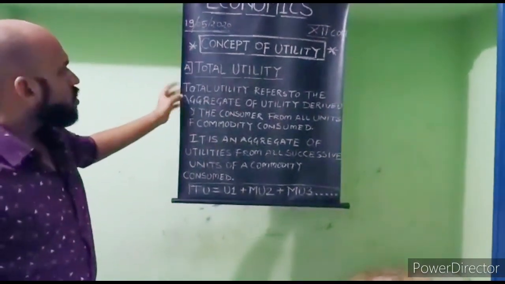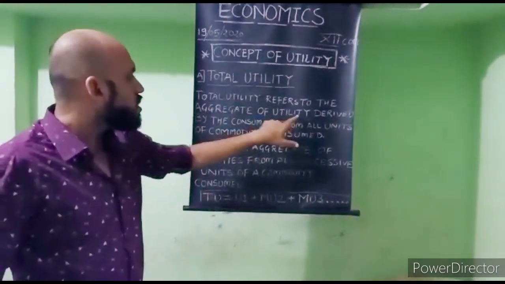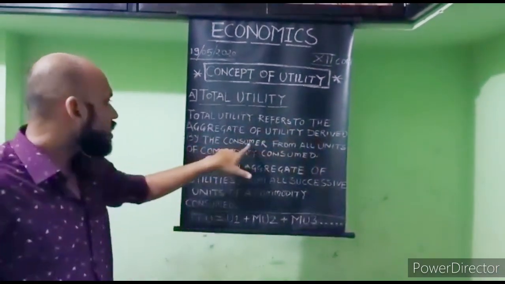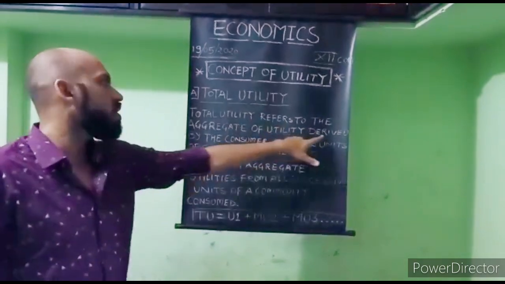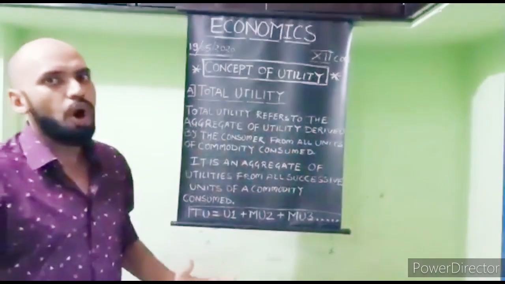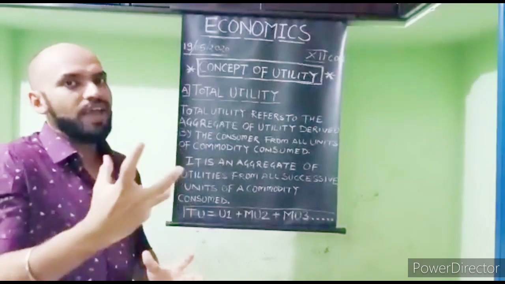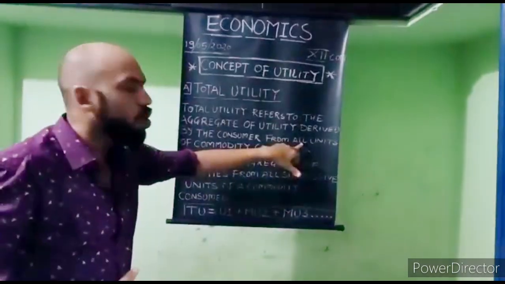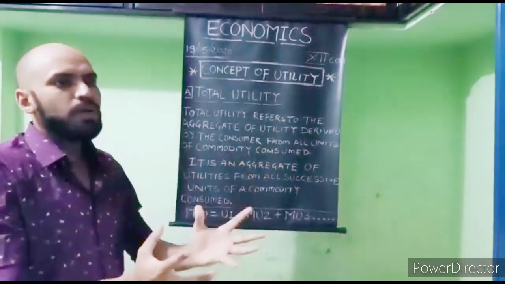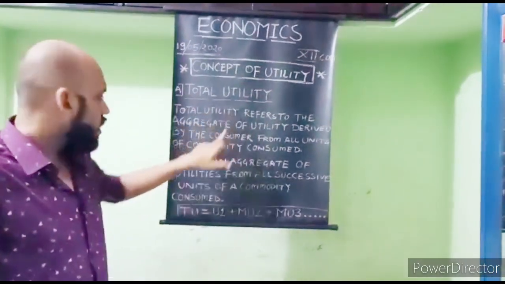Total utility refers to the aggregate. Aggregate means the total of utilities derived, that is, consumed by the consumer. What does the consumer have to do? He has to consume commodity from all units. What do you mean by all? As I said, at one point of time. Suppose he has eaten 5 apples, so those 5 will be called all units of commodity consumed. So at one point of time, whatever commodity he consumes and whatever utility he derives is called total utility.